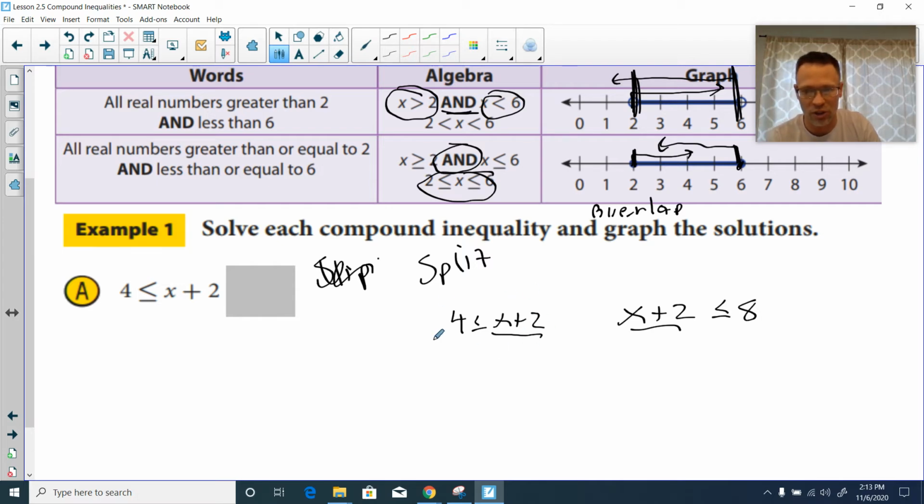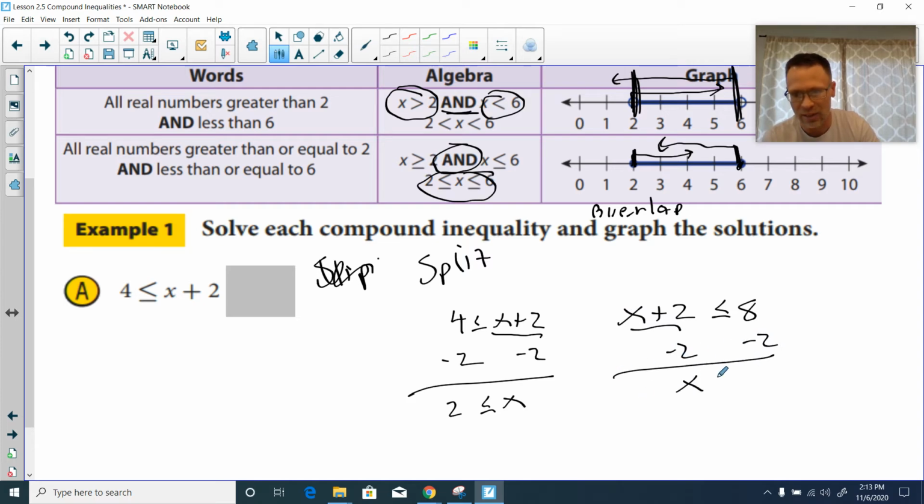So now I'm going to just solve it. Each of the steps are pretty simple here, right? What's happening to x? I'm adding 2, so I'm going to subtract 2 from both sides. So I got 2 is less than or equal to x. Over here, it's the same exact step, right? Subtract 2 minus 2. I get x is less than or equal to 6.